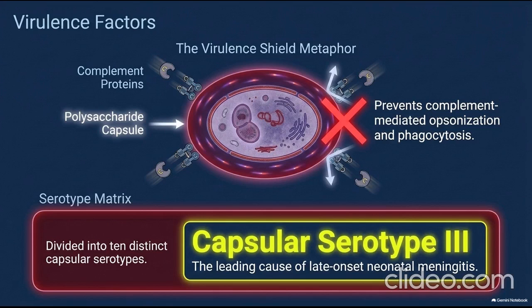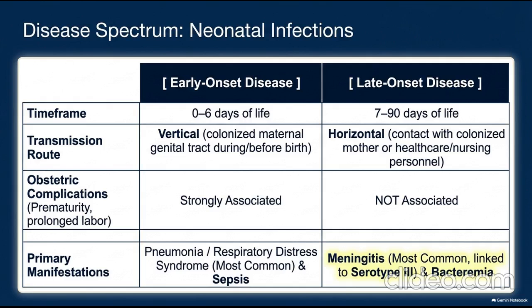The disease spectrum. GBS causes a wide variety of clinical syndromes across different patient populations. Let's break them down. First, neonatal infections are divided into 2 distinct categories based on the age of onset. Early onset disease occurs within the first 0 to 6 days of life. This is vertically transmitted from the colonized maternal genital tract during or before birth. It is strongly associated with obstetric complications like prematurity and prolonged labor.